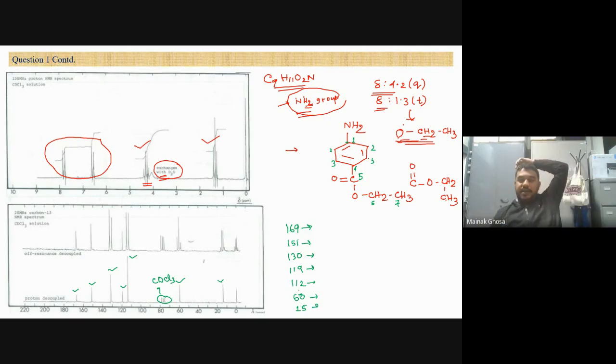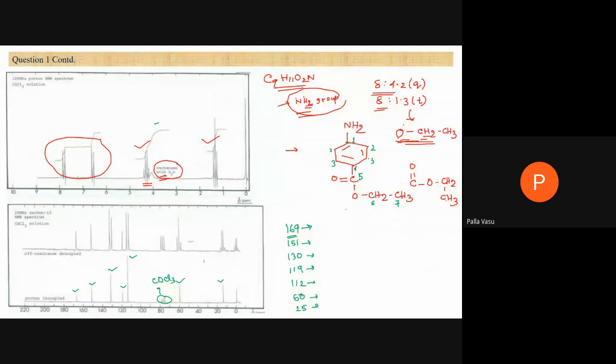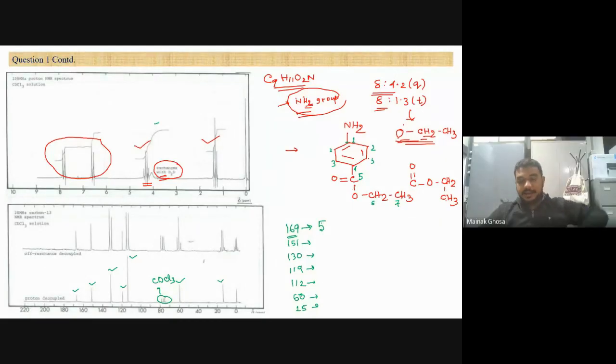Now you need to assign which peak is possible for which carbon. So this 169 peak is for which carbon? I have named them 1 to 7. Can you tell me for which this 169 peak is there? Sir, for 5. 5, right? Right. Carbonyl carbon will be highly deshielded. 5 will be the 169 one.